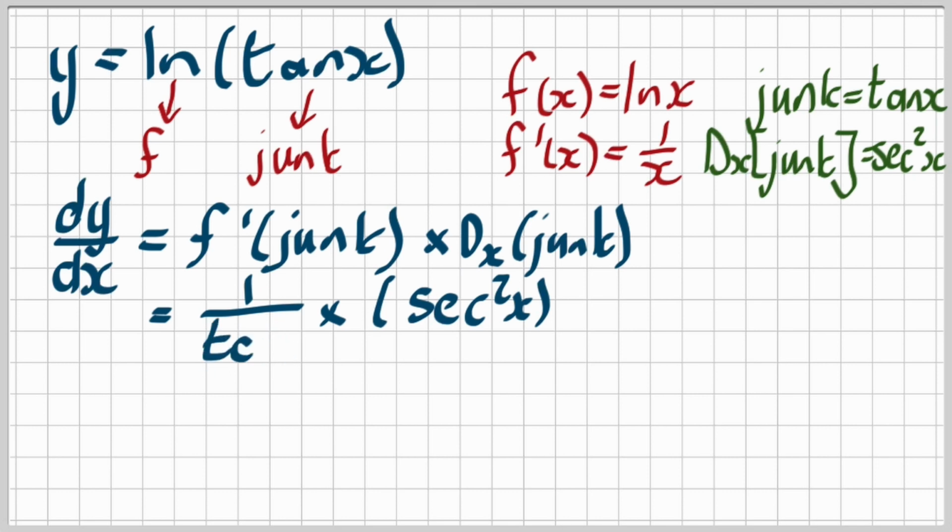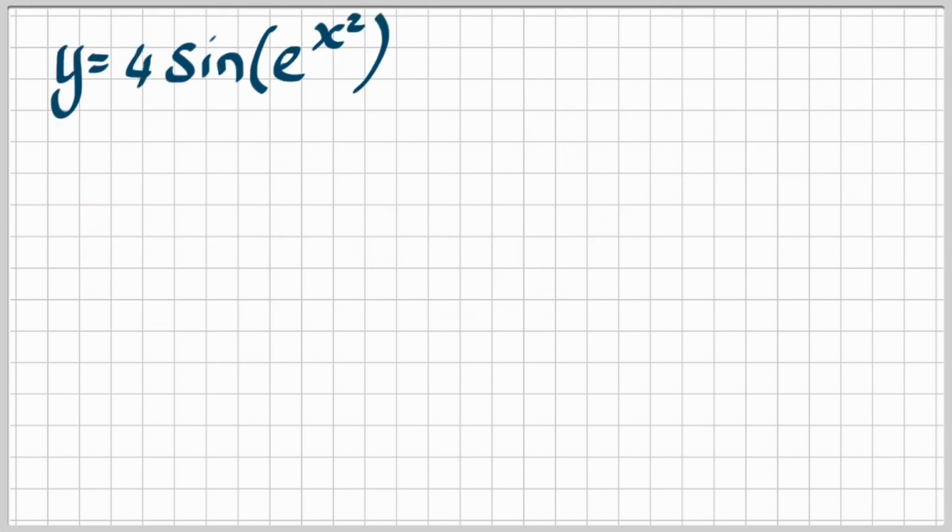So I'm going to say that's 1 over tan x times by sec squared x. As simple and as easy as that. Now you can go and simplify that further. I'm not saying that you can't, but I'm not going to focus on that in this video.